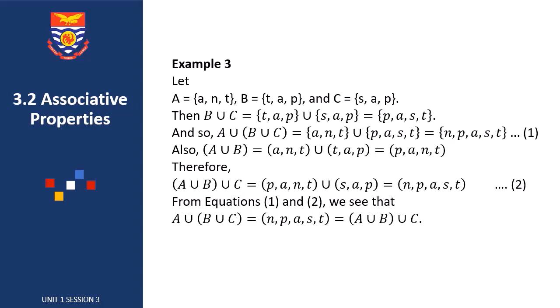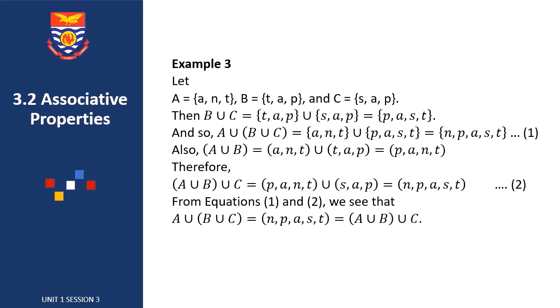Then we are going to do A union (B union C). So with the answer we got when we did B union C, we'll find the union of that answer and A, and that gives us N, P, A, S, T. So we call that one equation 1.